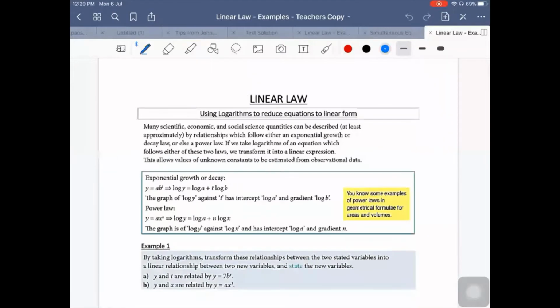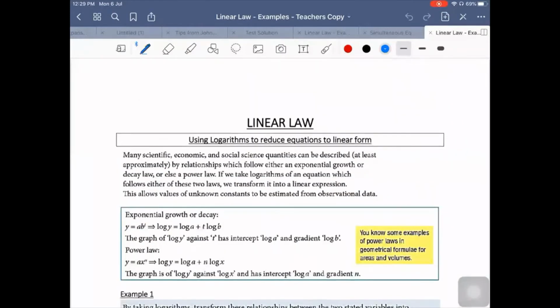Okay. Acha. What is linear law? It says many scientific, economic, and social science quantities can be described at least approximately by relationships which follow either an exponential growth or a decay law or else a power law. If we take logarithms of an equation which follows either of these two laws, we transform it into a linear expression. So what is my objective here in linear law?